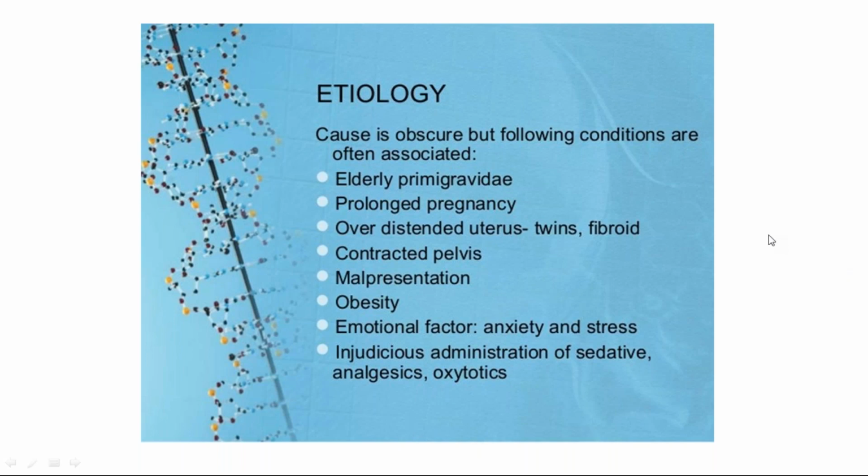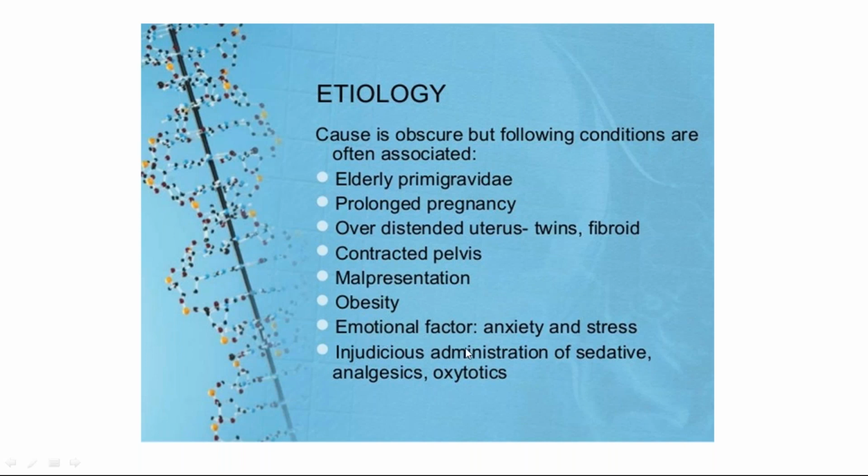Then whenever the uterus is over-distended, right? Multiple pregnancy, hydramnios, any tumors complicating pregnancies, large babies, diabetic infant and so on. Then contracted pelvis, right? Then malpresentations, malpositions also, like occipito-posterior positions. Then obesity. Then psychological factors.